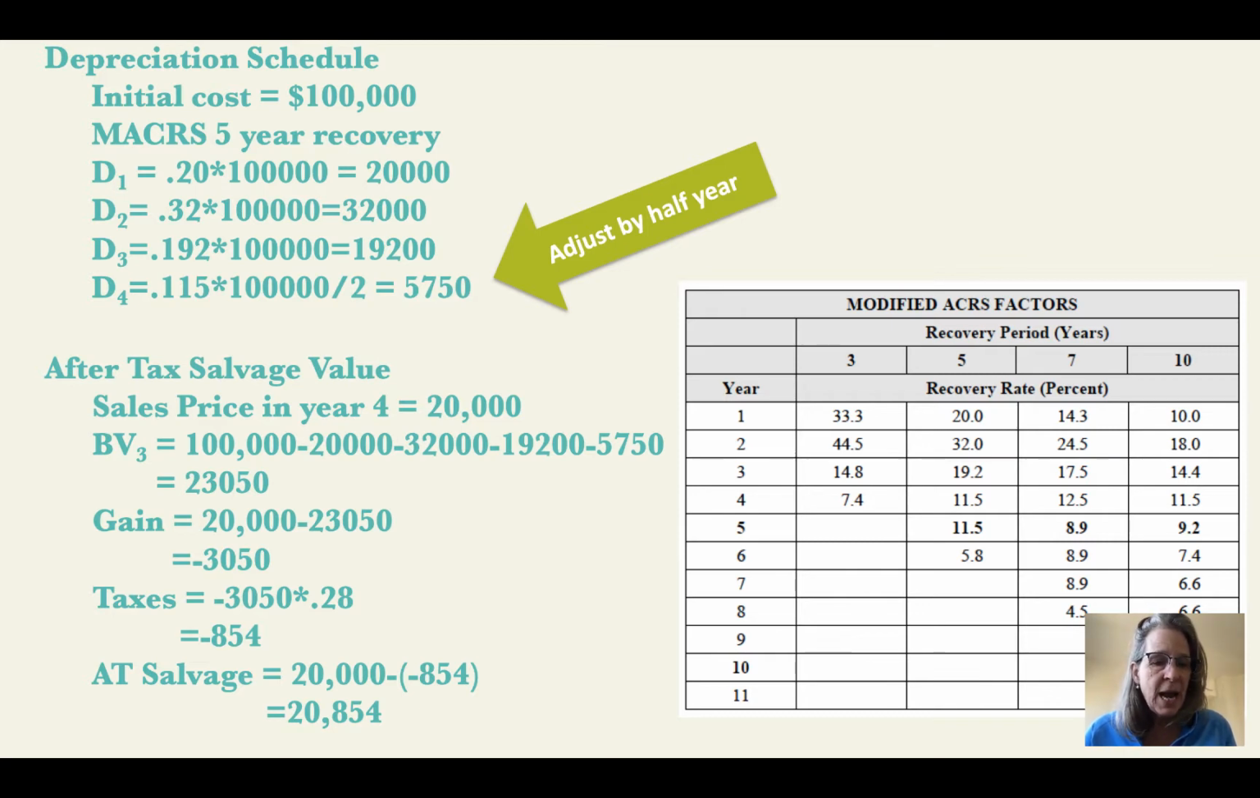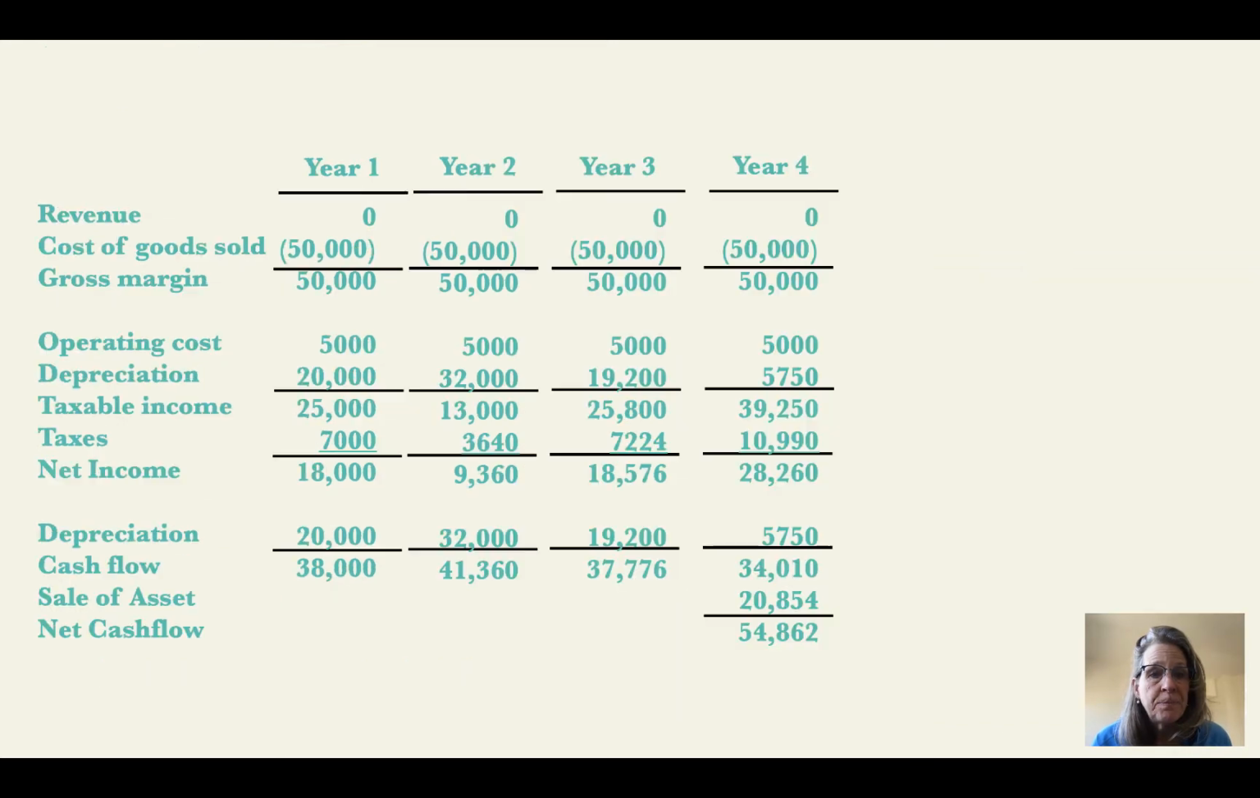When I do the calculation for after-tax salvage, I take the selling price of $20,000 less the taxes I paid, but it's a minus tax, so I'm actually adding that value. So the after-tax cash flow is $20,854. Now I know it's a little confusing to think, how could I have negative tax? But it's a loss that can shelter income in another part of the company. So the net cash flow is actually more than the sales price.